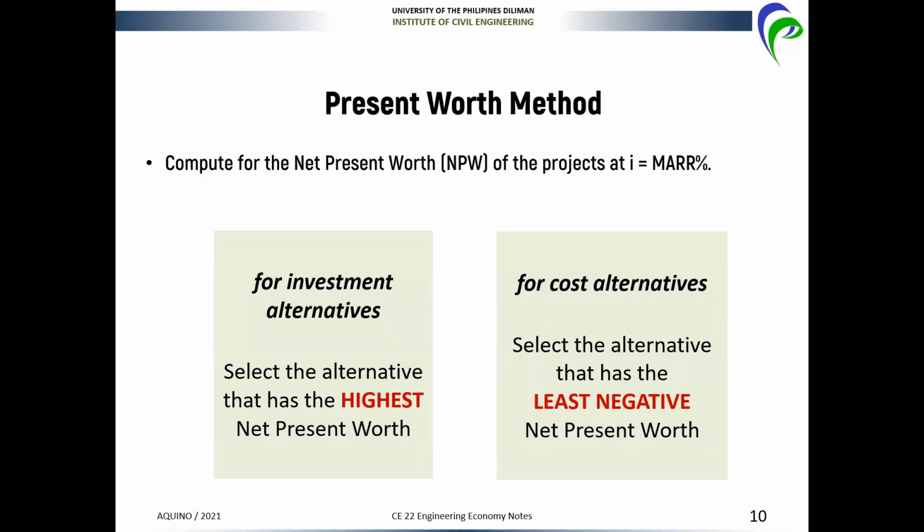So what we do is we calculate the net present worth of the projects at an interest equal to the MARR. And when we're comparing investment alternatives, we select the alternative that has the highest net present worth. For cost alternatives, we select the alternative that has the least negative present worth. All right. Alternatively, we can use the net annual worth or the net future worth, again also using i equals MARR.